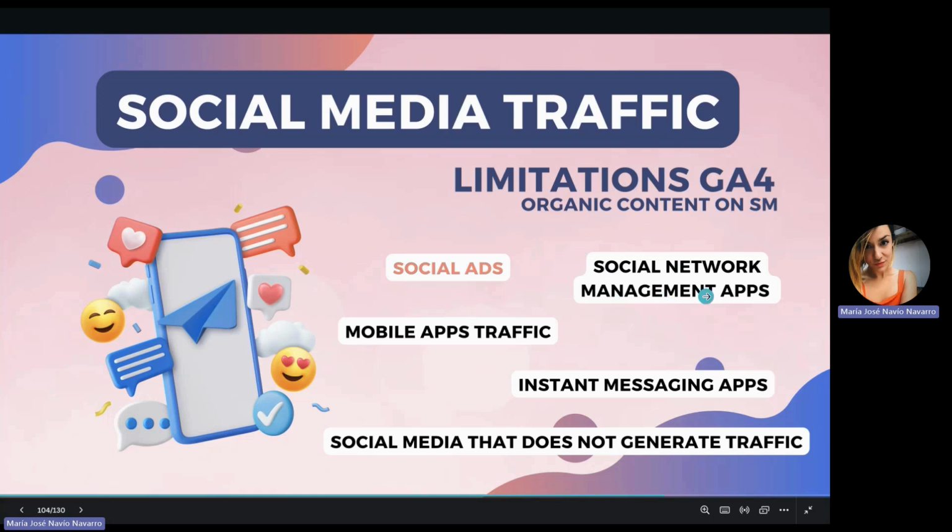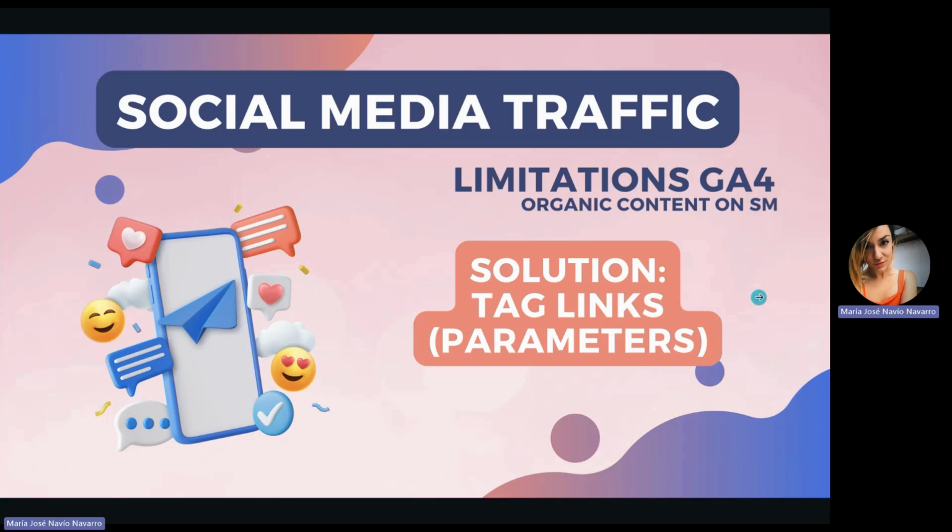Remember that we have several limitations on organic content on social media, not just because of the content that is coming from social network management apps, WhatsApp or Telegram, mobile apps, or even social media that does not generate traffic, as we have said before, that is going to be considered referral traffic from Linktree. But also we can have a lot of problems with social ads because sometimes it can be considered as traffic coming from social media, even if it is campaign or paid traffic. Okay, the solution is always the same. Please use UTMs to tag links, use parameters to tag all your links.